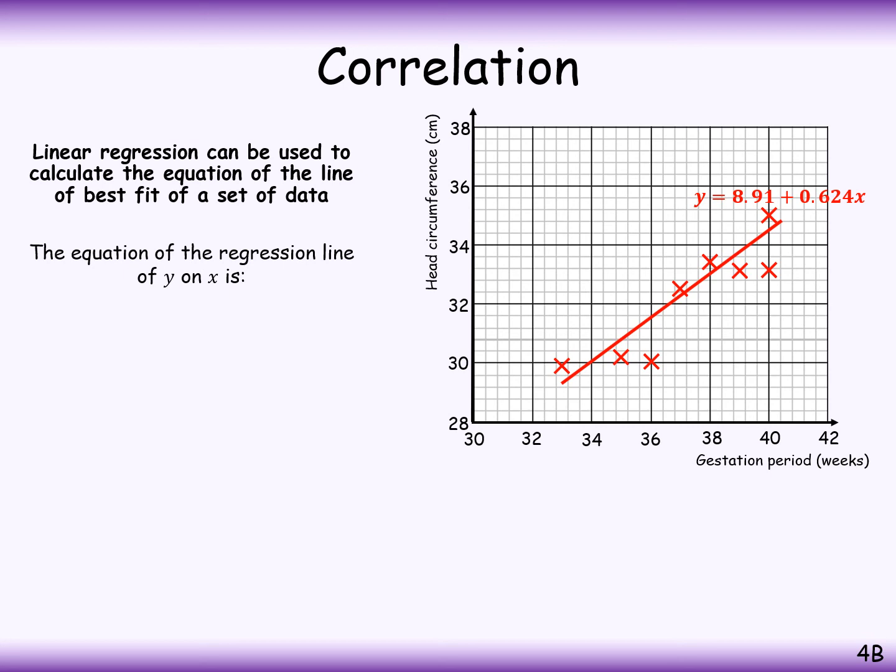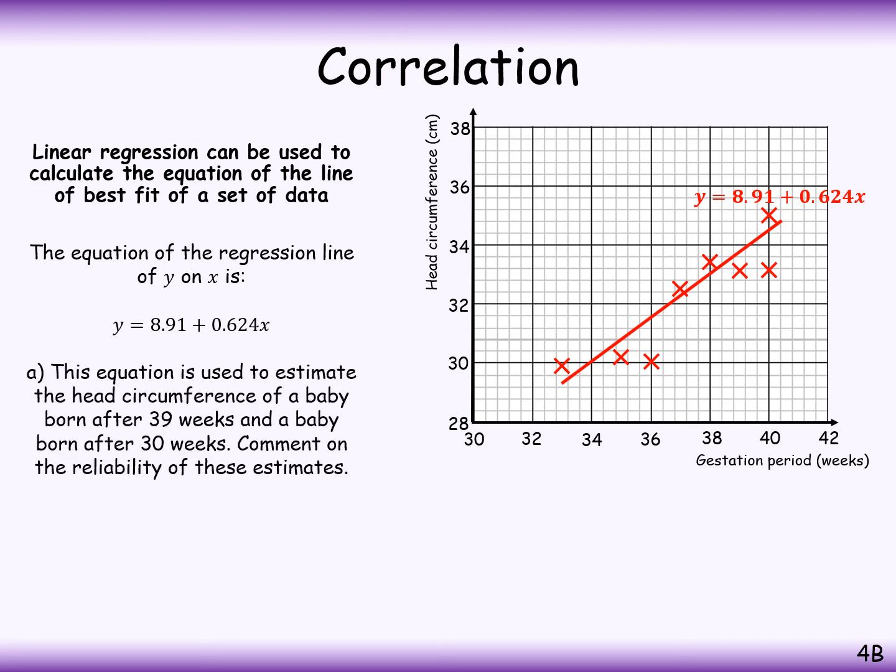So here we are given the equation of the regression line y on x, which is y equals 8.91 plus 0.624x. And the question says, use this equation to estimate the head circumference of a baby born after 39 weeks and a baby born after 30 weeks. And we want to comment on the reliability of this estimate. So what I'd like you to do, just pause the video and work out the estimate for the head circumference for each one of these weeks. And then we'll talk about the reliability.